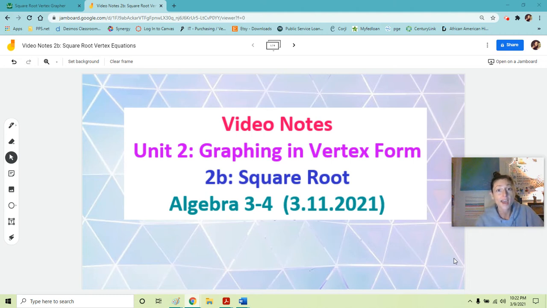Last week we looked at quadratic graphs in vertex form. This week we're going to be continuing the same vertex form, but we're going to be using a different type of graph, a different type of equation. This is going to be a square root equation. So it's going to have a different shape, but it's going to apply by the same rules, which is why they're in the same unit.